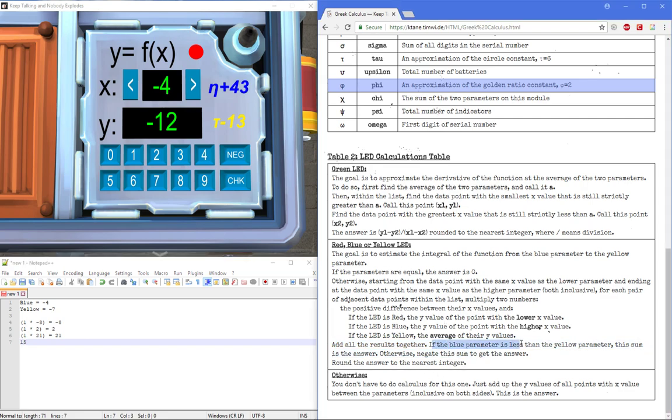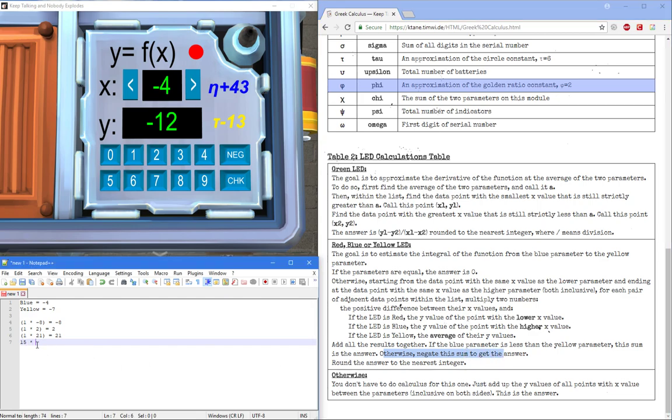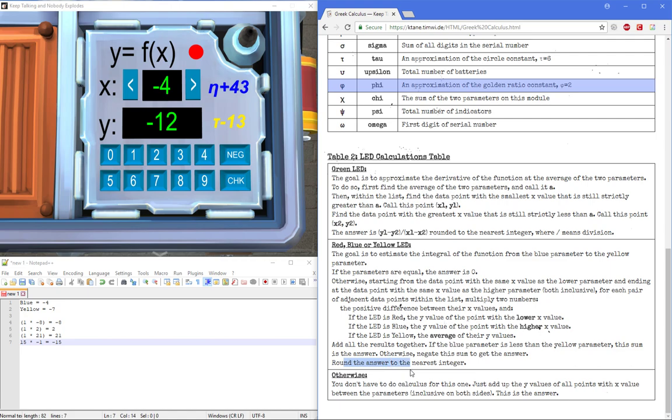If the blue parameter is less than the yellow parameter, which it isn't, it's actually higher than the yellow parameter, this sum is the answer. Otherwise, negate the sum to get the answer. So to negate the sum, we would multiply it by negative 1 to get negative 15. And round the answer to the nearest integer. So you would just round up if it's 0.5 or higher, or round down if it's less than 0.5, and so on.